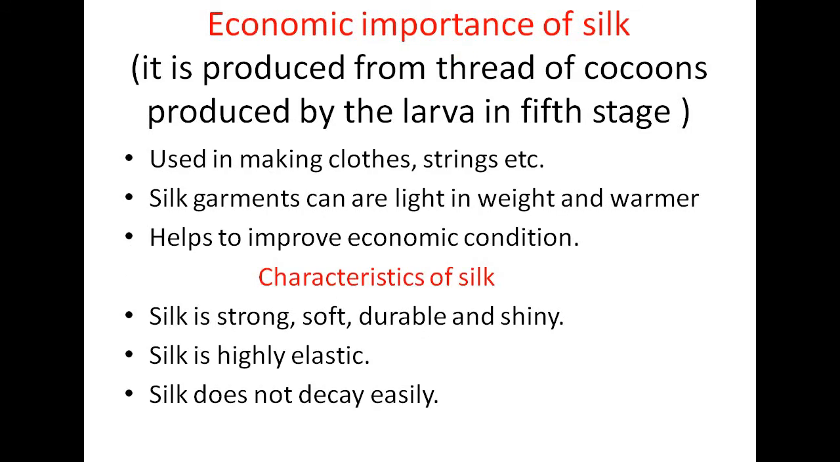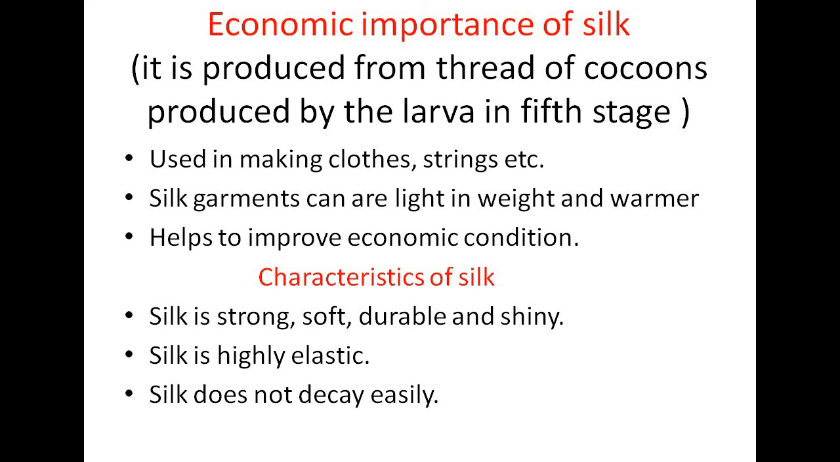Now, what is the economic importance of silk? First of all, we need to know that silk is produced from the thread of cocoons, that is in the 5th stage of larva. It is used in making clothes, string, etc. Silk garments are light in weight and warmer. It helps to improve the economic condition of the country or the individual.